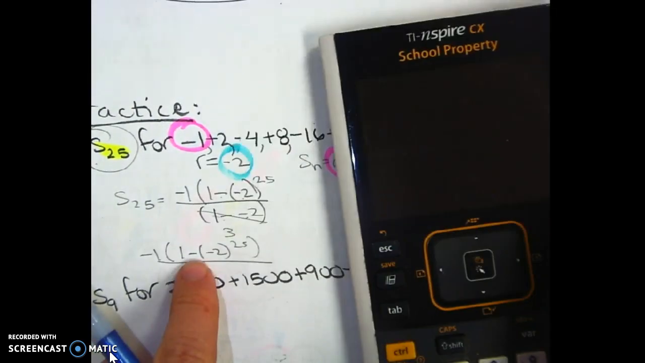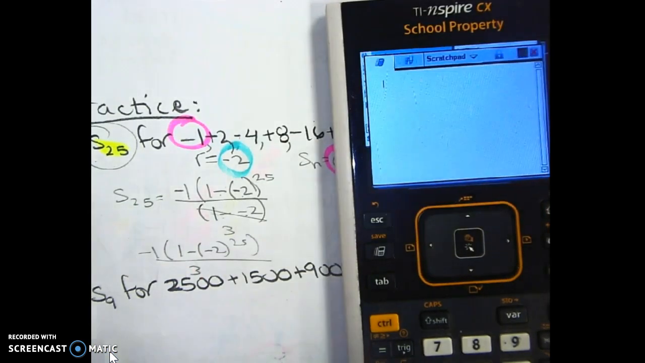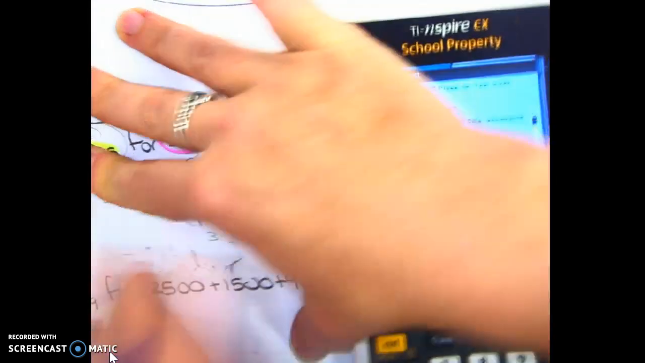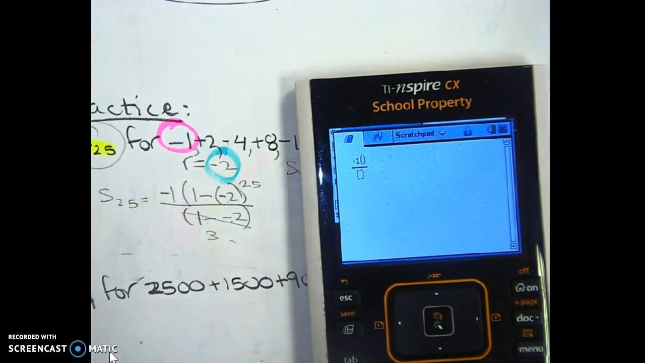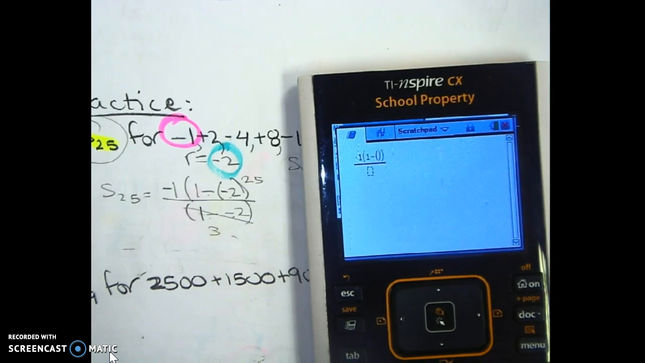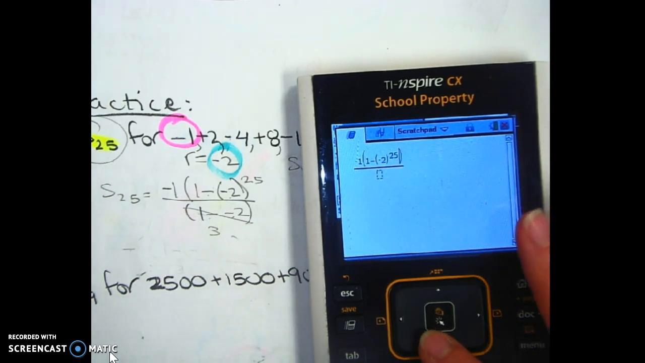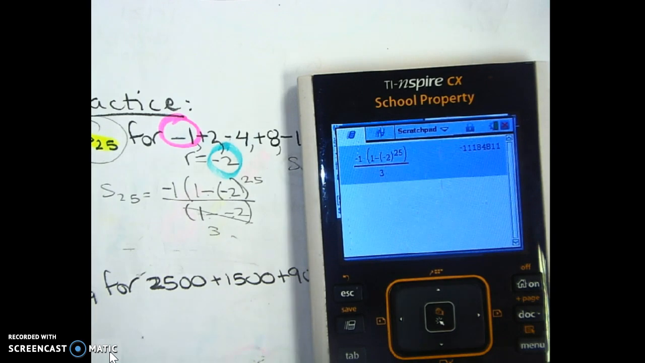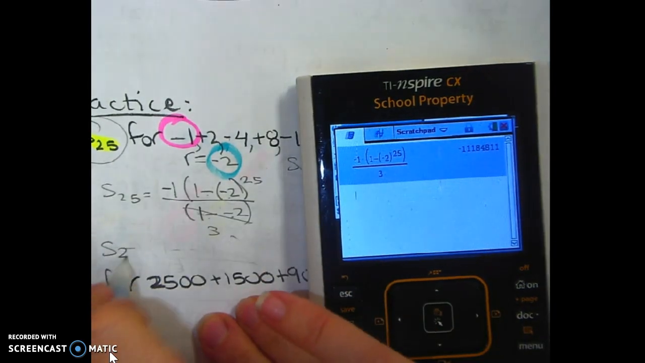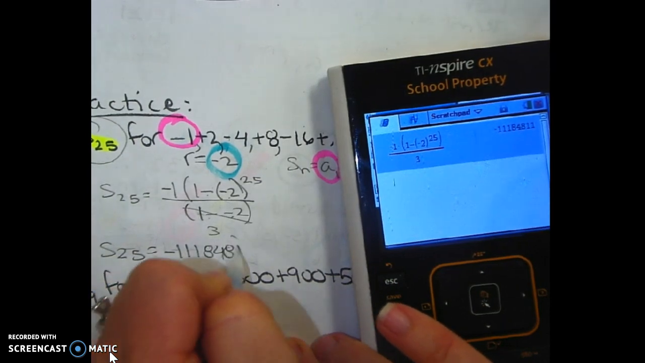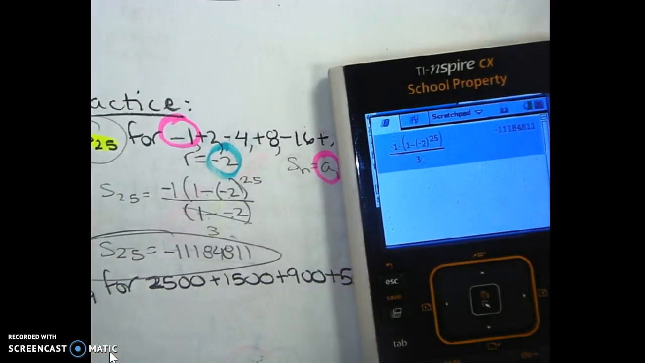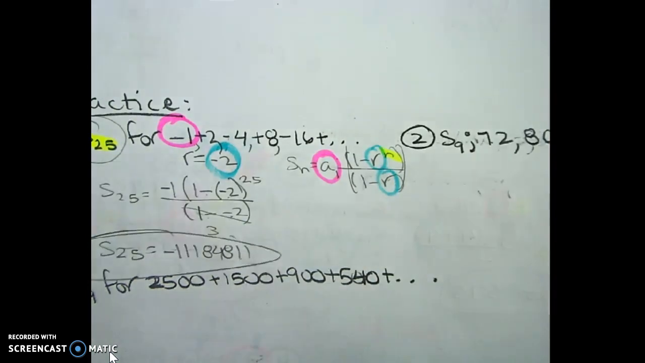Okay, so you don't need to write that down, but I just want you to see what I'm doing. Okay, so I'll erase that. But just understand why I'm doing that. So I go control divide to get a fraction, -1 parentheses, 1 minus parentheses, -2, don't put -2, it'll confuse it, to the 25th power. And then over 3. Okay, so the sum of the first 25 numbers is -1,238,481. Okay, that's the sum of the first 25 numbers, and that's it. Let's go to the next one.